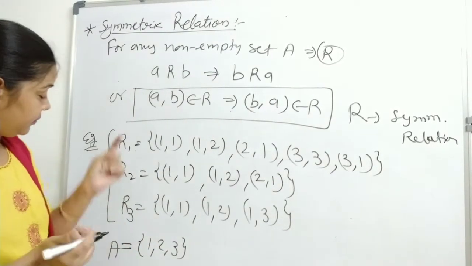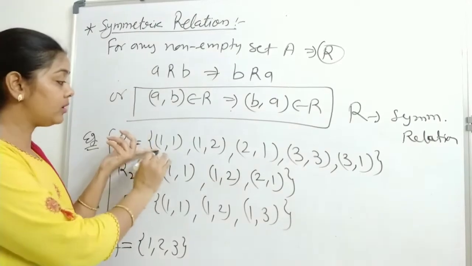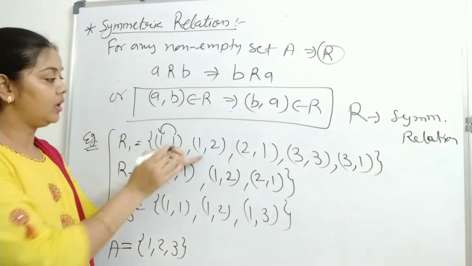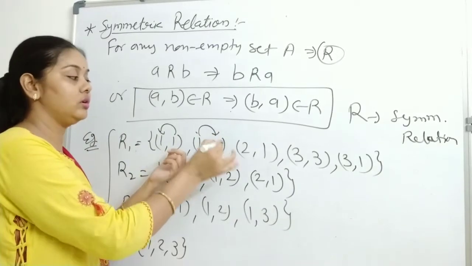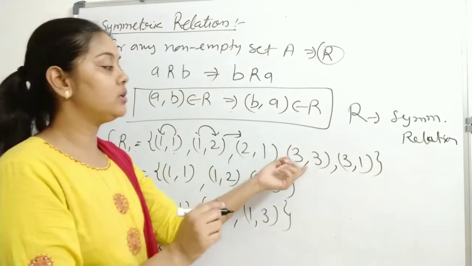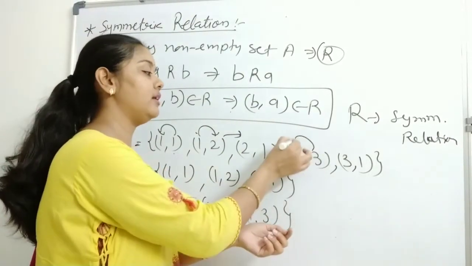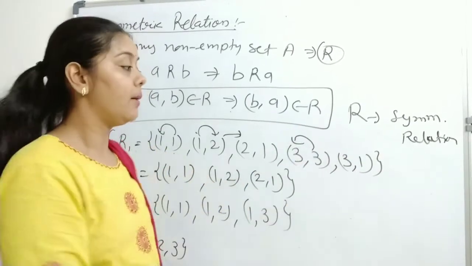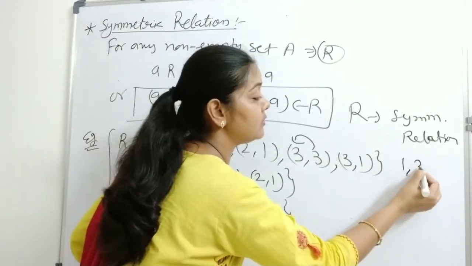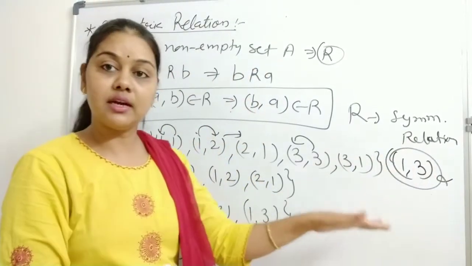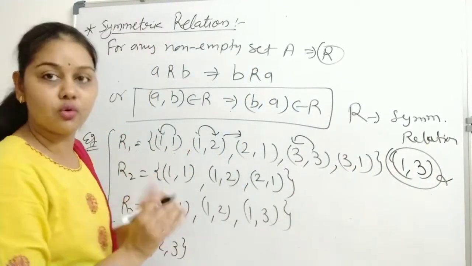Look here. 1 is related with 1, and 1 is related with 2, so that's why 2 is related with 1. 3 is related with 3 and 3 is again related with 3. Here I have 3 related with 1, but I don't have 1 related with 3. Since this element is not here, that's why it is not a symmetric relation.